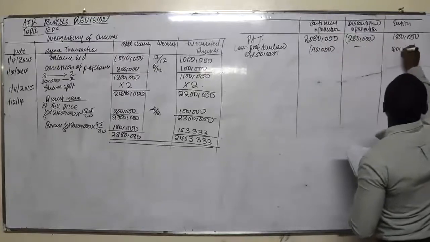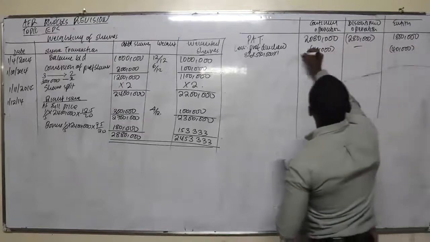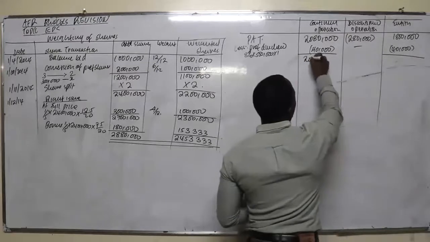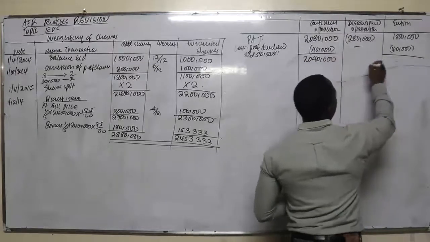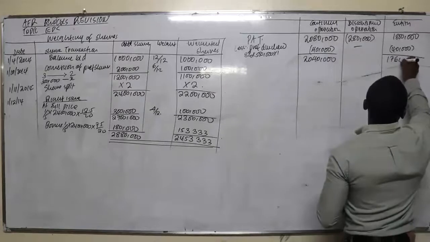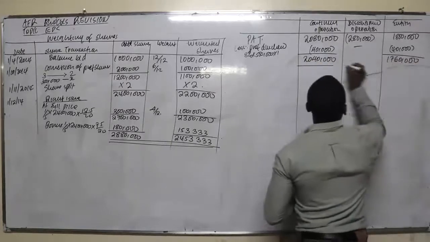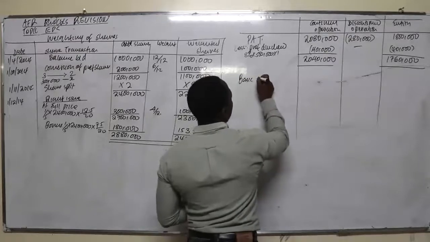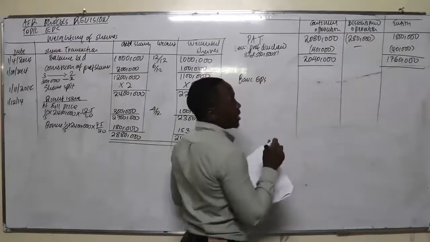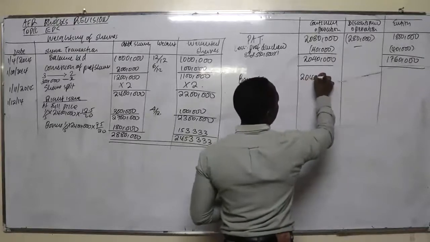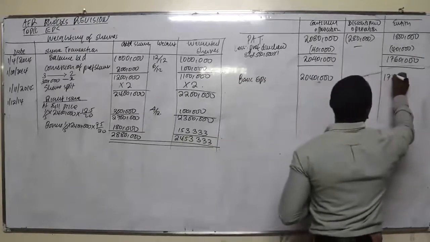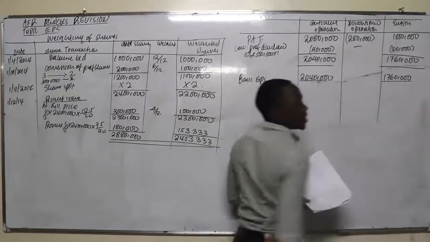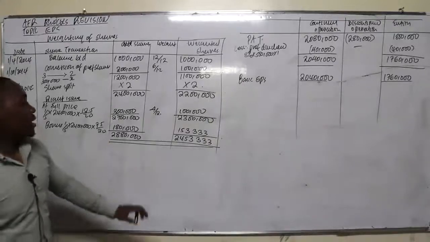You take the 40 to the continuing total; it will not be affecting the discontinued operations. So this one will get 20, 40, and here you'll have 17, 60. And we get now the basic EPS. The basic EPS will be the profit attributable, 20, 40, and this one 17, 60. Then you divide by the weighted number of shares, and the weighted number of shares does not change. It is how much?